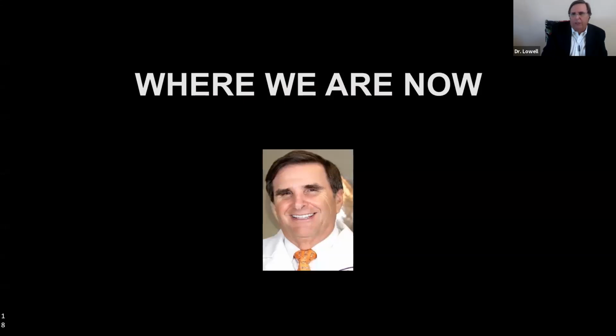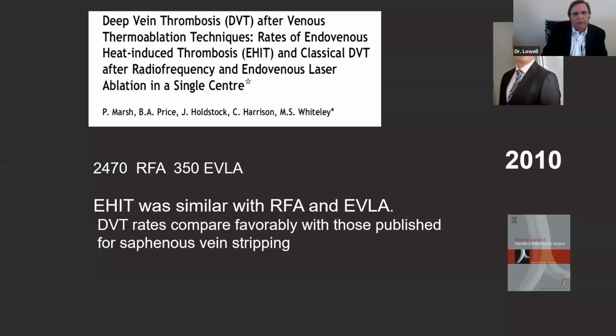So where are we now? If we look at some of the data, this is a study published by Mark Whiteley. You can see that there were 2,400 cases of RFA and 350 EVLA. And he found that EHIT was similar with RFA and EVLA. And the DVT rates compare favorably with those published for saphenous vein stripping.